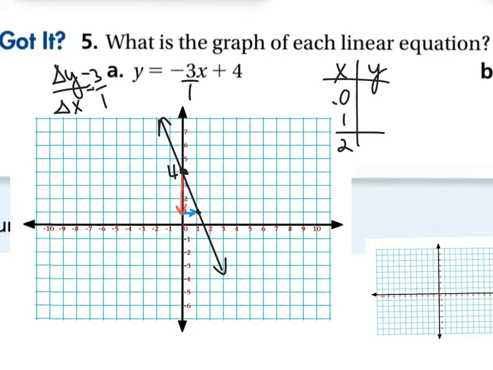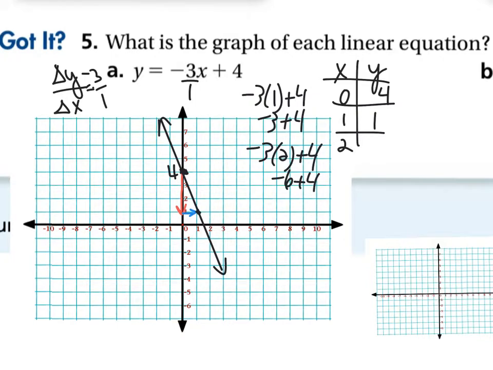There's no fractions, so if you want to do 0, 1, and 2, if you put a 0 in, you'll get 4. If you put a 1 in, -3 plus 4 is 1. And if you put a 2 in, -6 plus 4 is -2. So (2, -2), you can see there, my graph, I was off just a little bit. And so that's another good thing, it gives me a third point to line up and make sure that my graph's going the exact way that it should be.